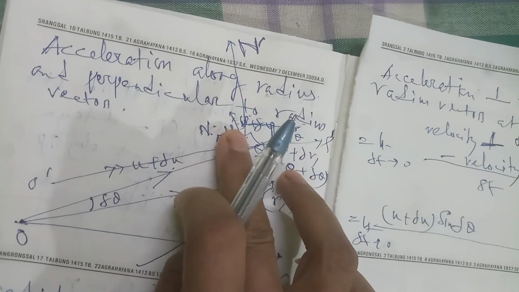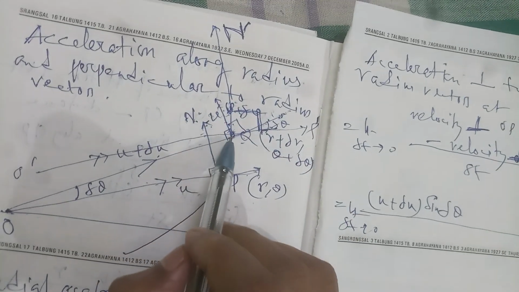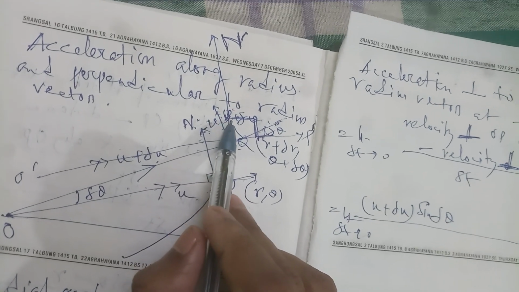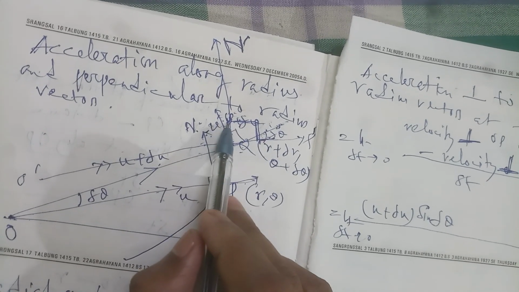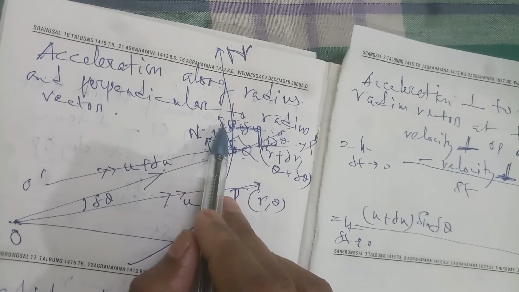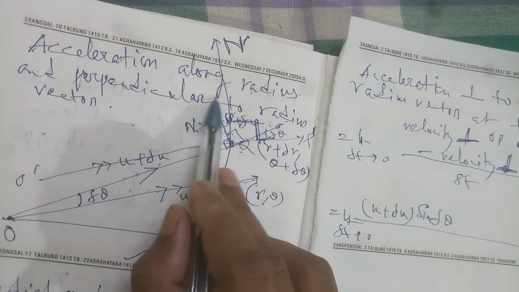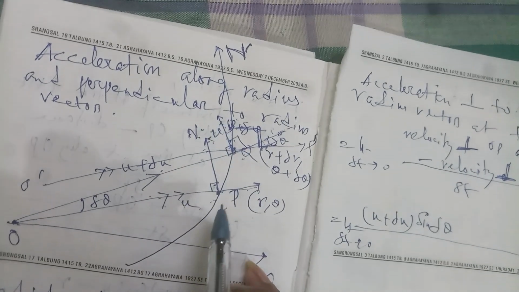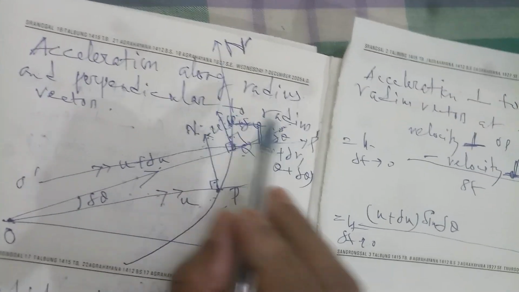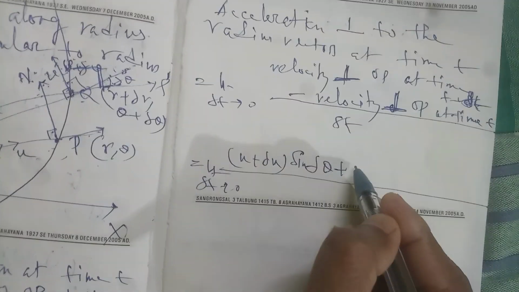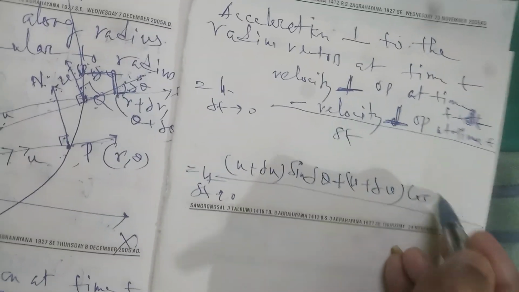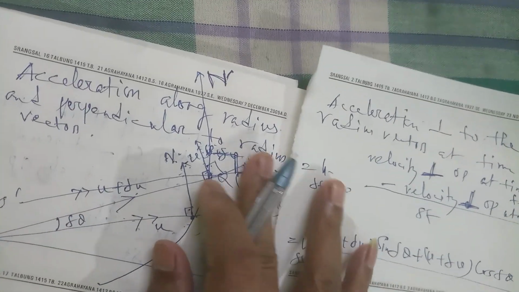Again, for this component, these two have the angle delta theta, this angle delta theta. So now this one is V plus delta V. So the component of V plus delta V along Q dash, that is perpendicular to OP, that is parallel to PN, is equal to plus (V plus delta V) into cos of delta theta. This is cos of delta theta.